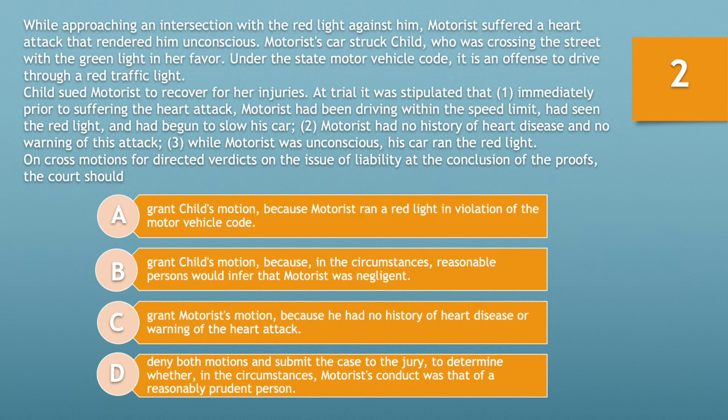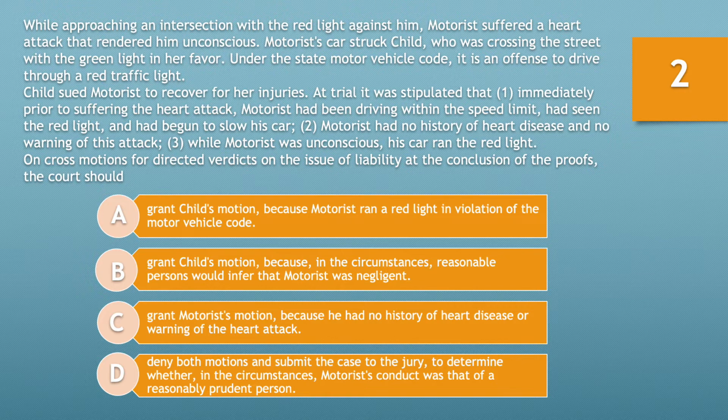At trial, it was stipulated that 1. Immediately prior to suffering the heart attack, motorist had been driving within the speed limit, had seen the red light, and had begun to slow down. 2. Motorist had no history of heart disease and no warning of this attack. 3. While motorist was unconscious, his car ran the red light.